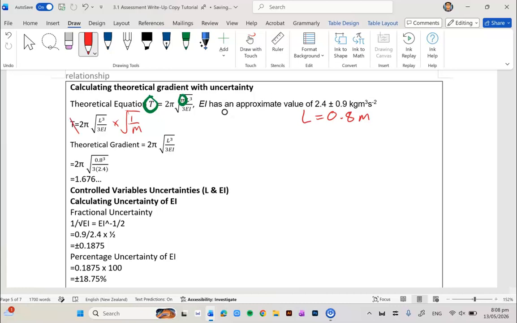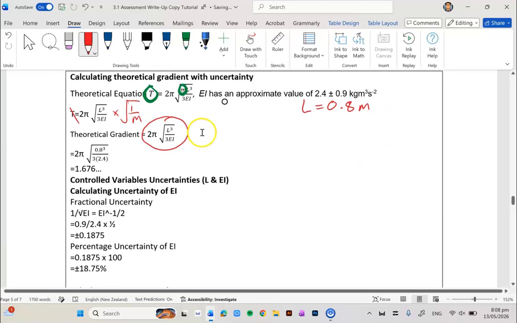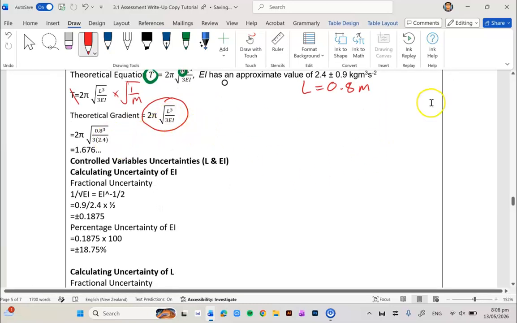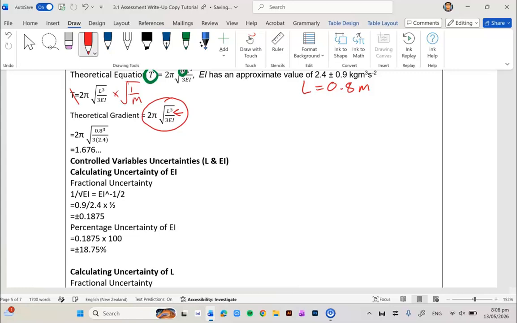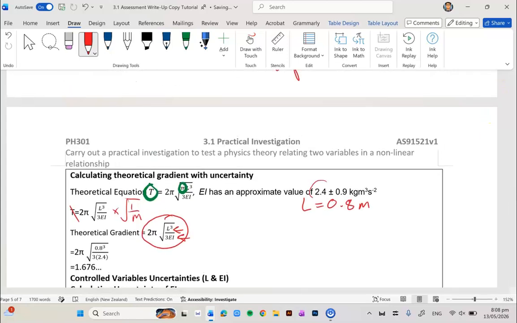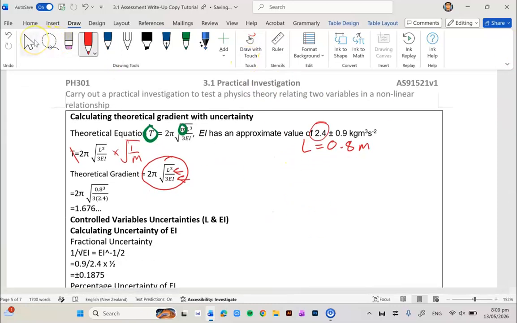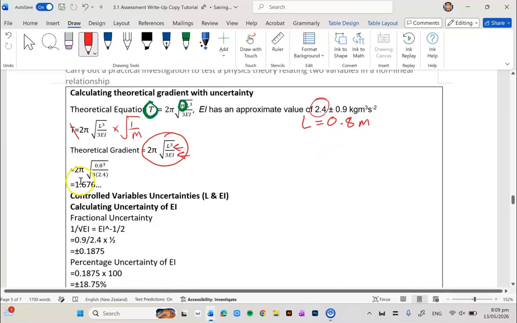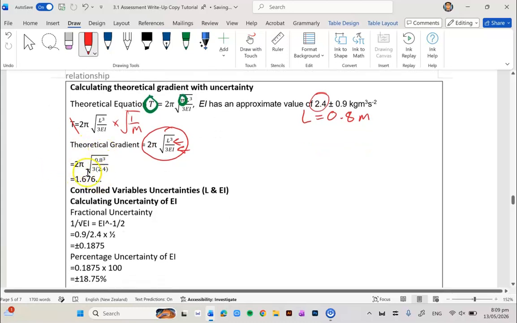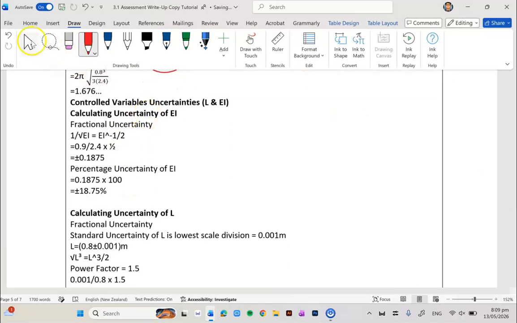So ignore that and ignore the mass, so you're left with this. This is your theoretical gradient here. All you need to do is plug in a value for L and plug in a value for EI, which they give you, what EI is here. That's on the assessment instructions, so you do need to read that document as well when you're doing the assessment. Once you plug all that into your calculator, you should get an answer of 1.676... because it goes on for ages.